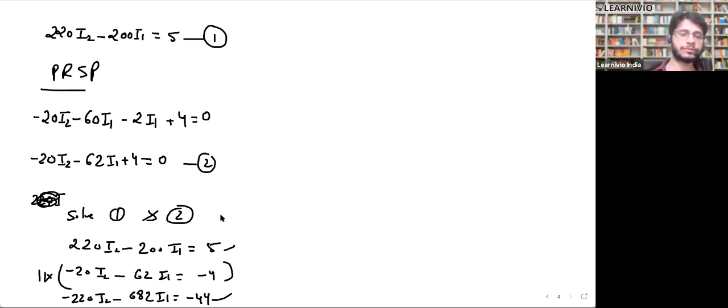When I add these two equations, the 220 I2 will cancel the other 220 I2. I will be left with only minus 200 I1 and minus 682 I1, so that will be minus 882 I1, which is equal to 5 and minus 44, that's minus 39. 44 and 5, right? Minus 39. So you can write that I1 is 39 divided by 882 ampere. Is it clear, everyone?